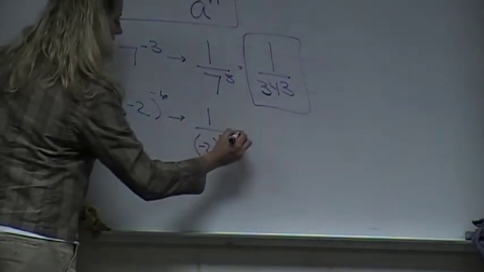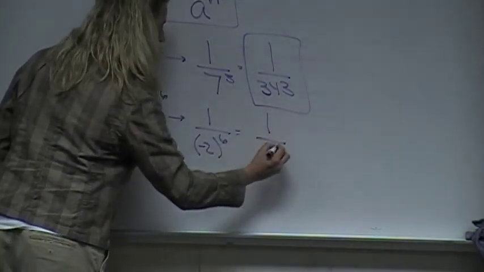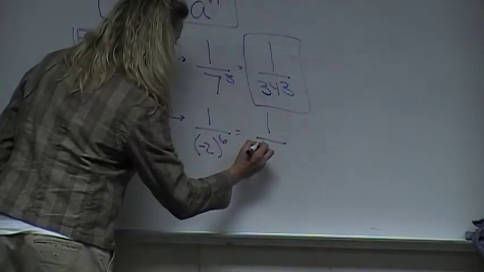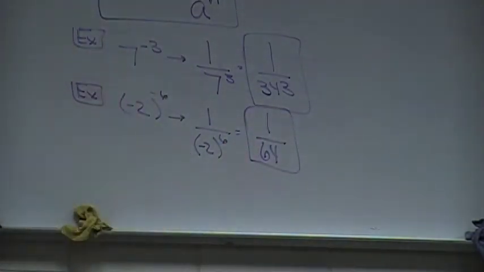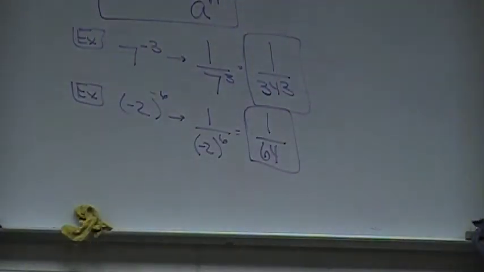Now, because I'm taking negative 2 to a positive exponent, what's that number going to end up being? A positive number or a negative number? Positive. A negative number raised to an even power will always be positive. So what is 2 to the 6 become? 64, because 2 to the 5th is 32, so double that. 1 over 64. Okay? Remember, be very, very careful when your base is a negative. Make sure you keep it in parentheses, okay?